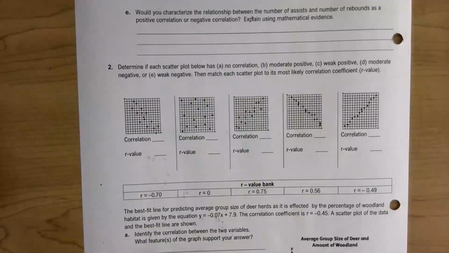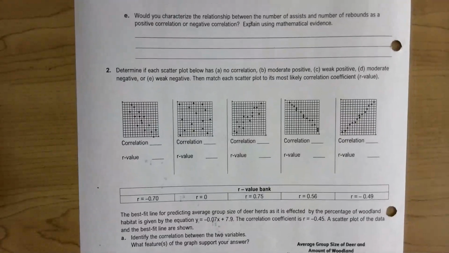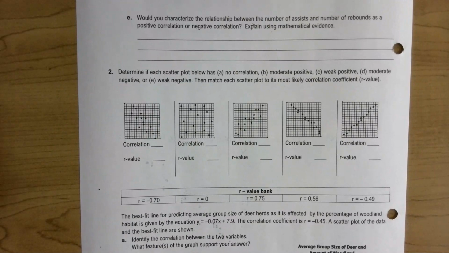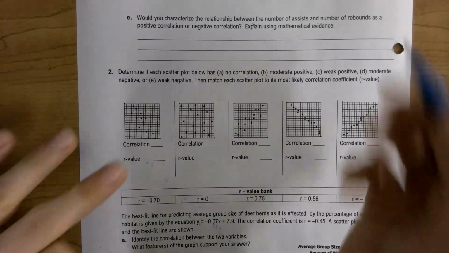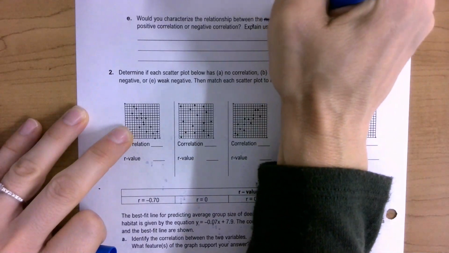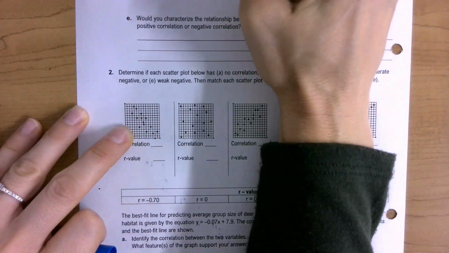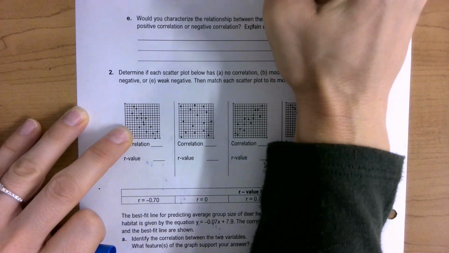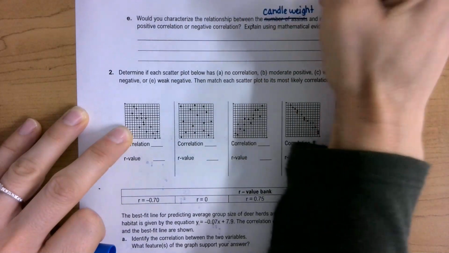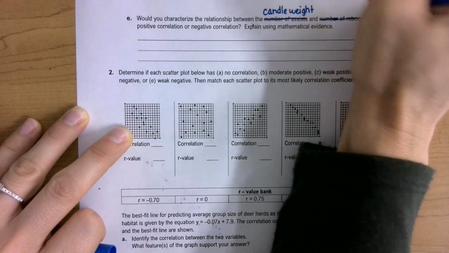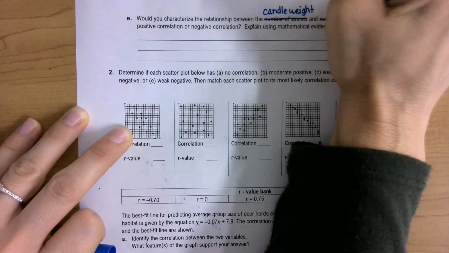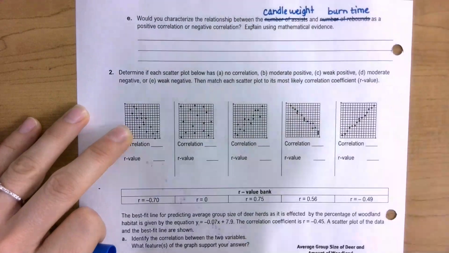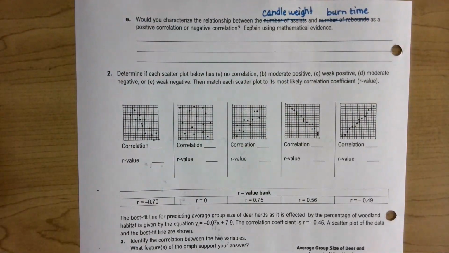All right, letter E, how would you characterize the relationship? Now, this one, we made a mistake. It's talking about assists and number of rebounds, but what it really means is the candle weight and burn time. So between the candle weight and burn time, is it a positive correlation or negative correlation? Explain using mathematical evidence.